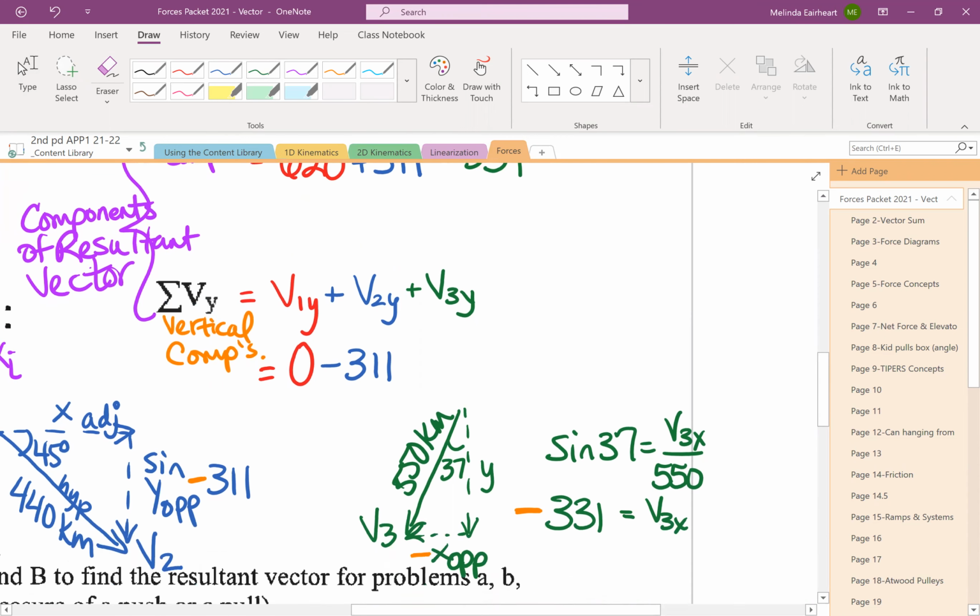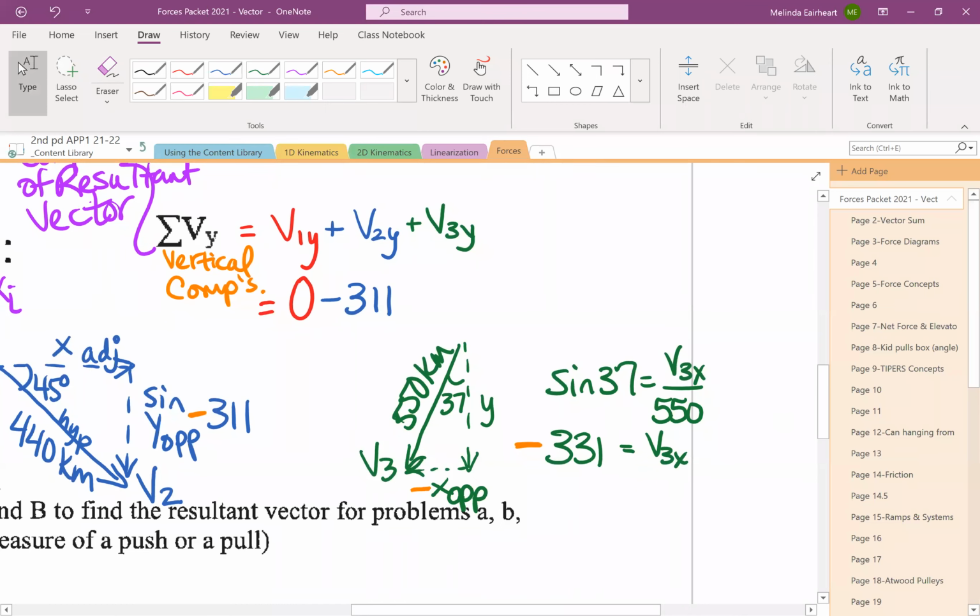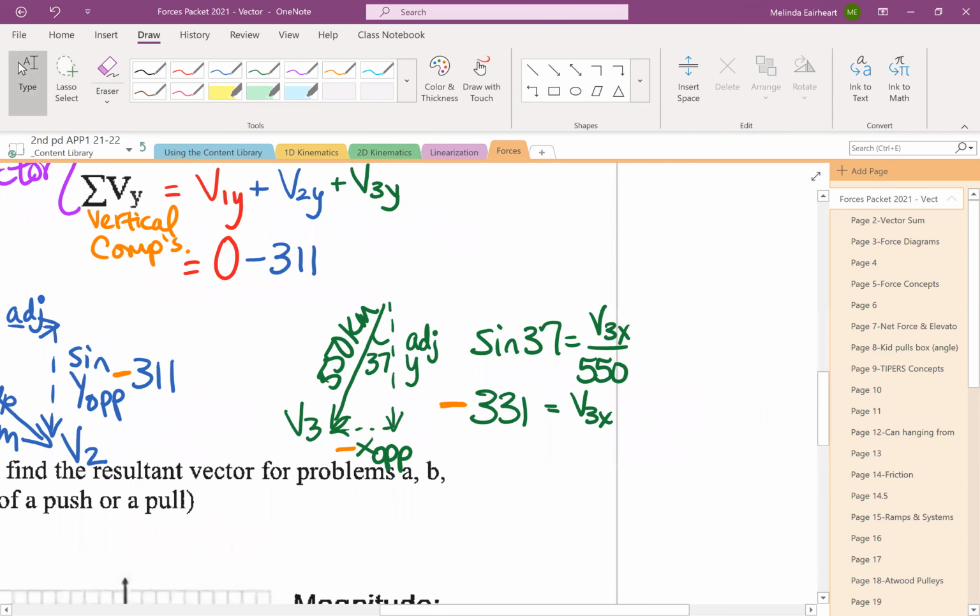We still got a y component. It is not going to be equal because it's not 45 degrees. Now, how do I find the y component? Which is adjacent to 37 degrees. Cosine. Now, true story. We know 2 sides. You could do Pythagorean. You could do tan. But textbooks are going to use cosine here. Okay, so just saying. So cosine 37 would equal that v3y over 550.